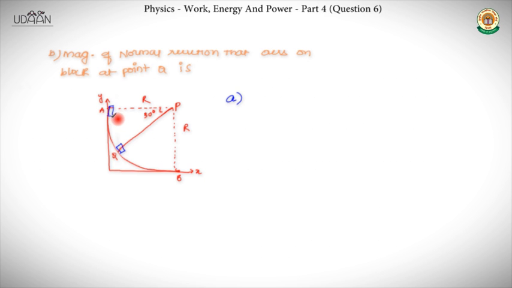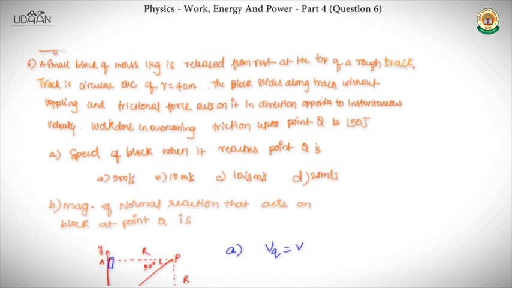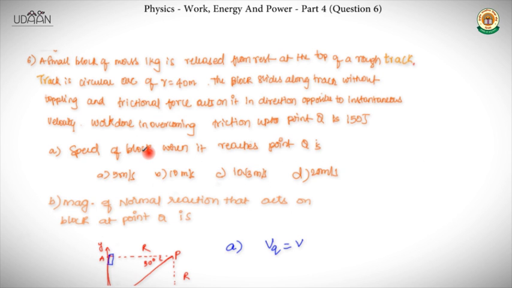Initially the block is at point A and it has moved to the point Q. So at the point A it is having velocity 0, and let us assume at point Q velocity is equal to v. In this sort of question, it is given that work done in overcoming the friction is 150 joule. We know friction is a non-conservative force. So work done by the non-conservative force in this case is equal to 150 joule.